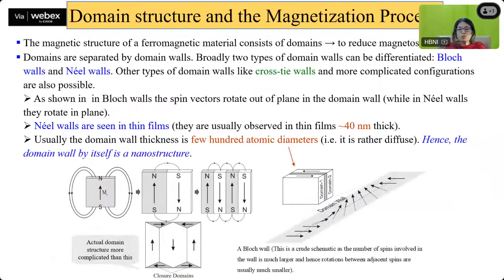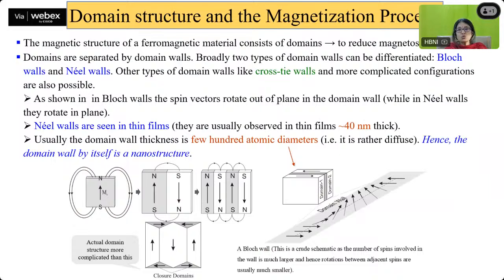Now let's see the domain structure and magnetization process. As I said, the magnetic structure of a ferromagnetic material consists of domains. And why do they consist of domains? Because they reduce the magnetostatic energy. These domains are separated by domain walls.